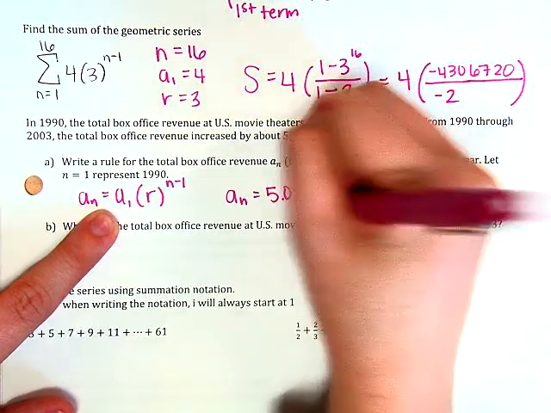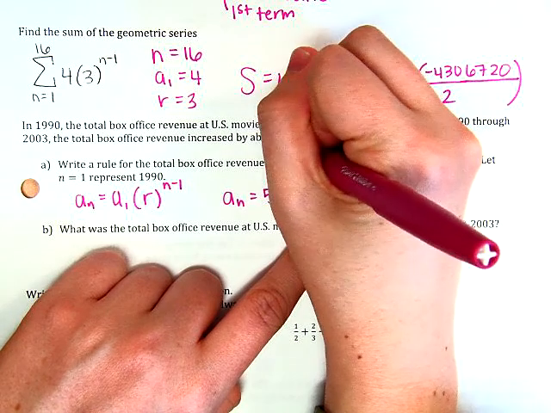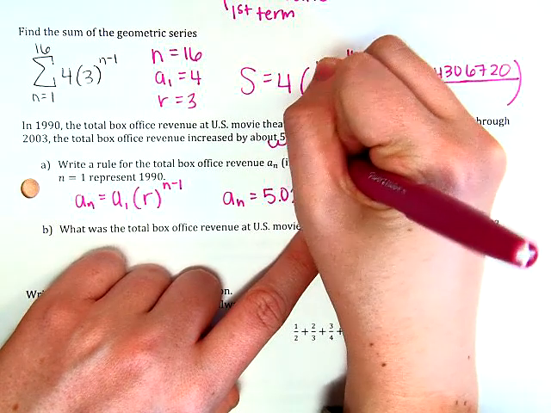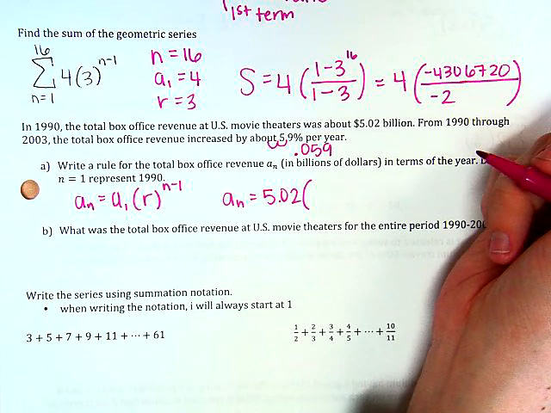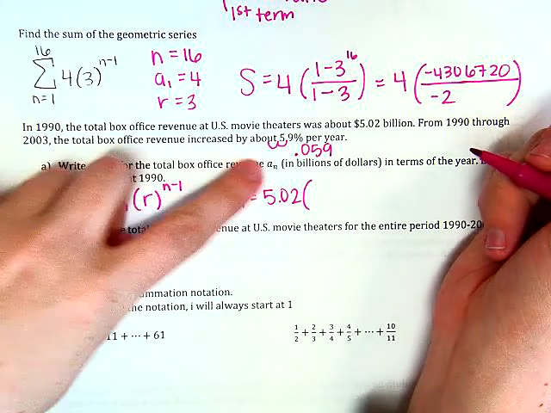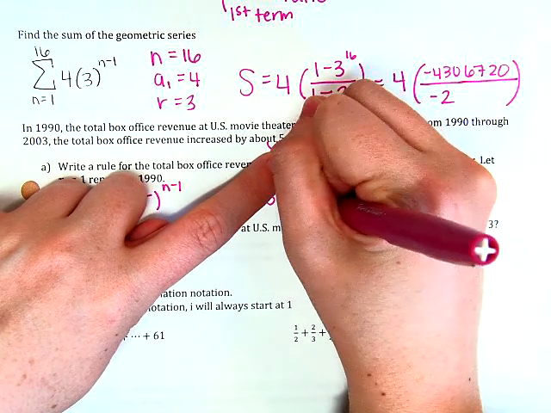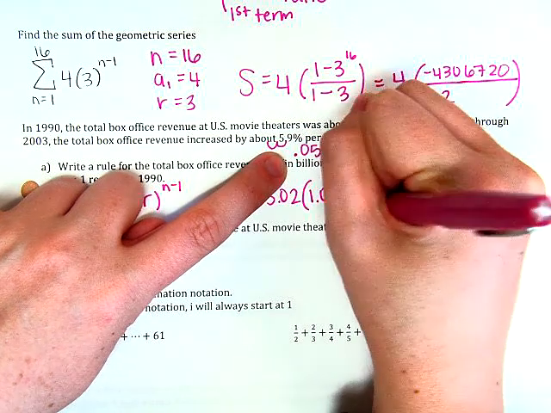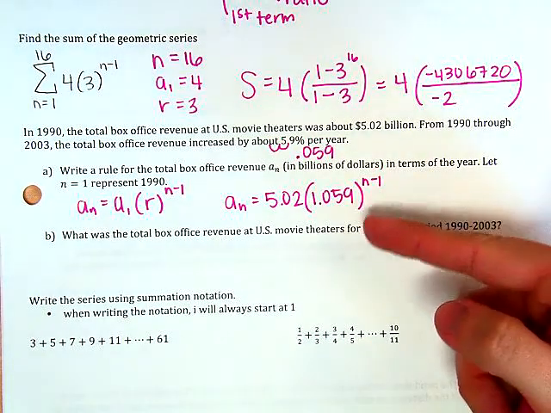So my first term, if it started in 1990, I'm looking at 5.02. My ratio, my R value here, I'm going to take this, move it 2 decimal places, so I get 0.059. But then if I did that, that would be decreasing, because that's less than 1. So since it's increasing, I got to add 1 to that. So it would be 1.059 to the power of n minus 1.